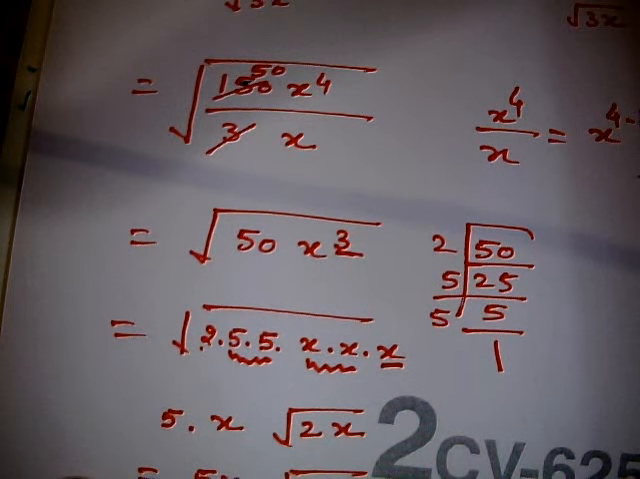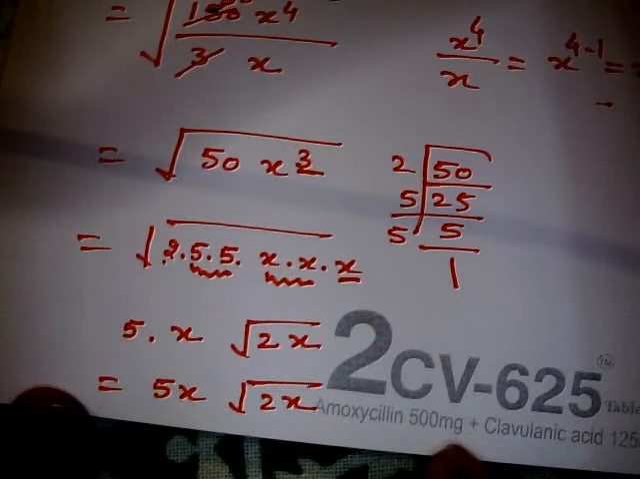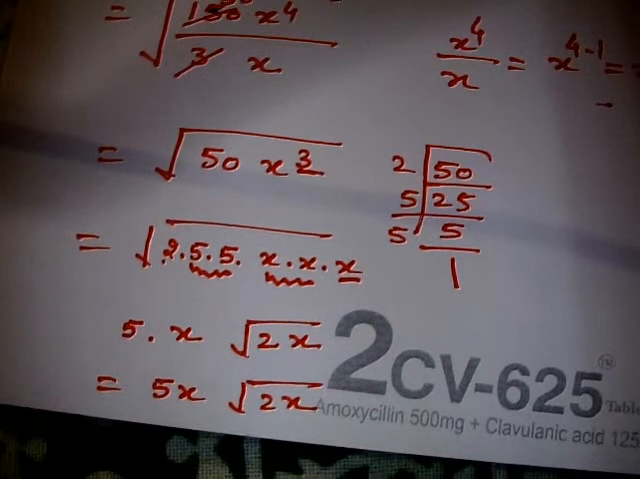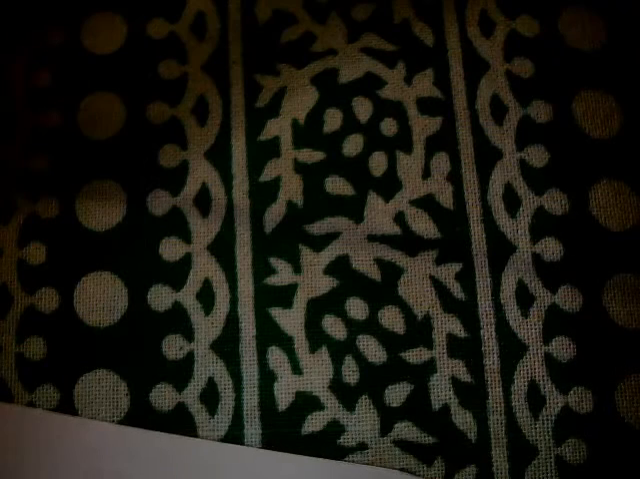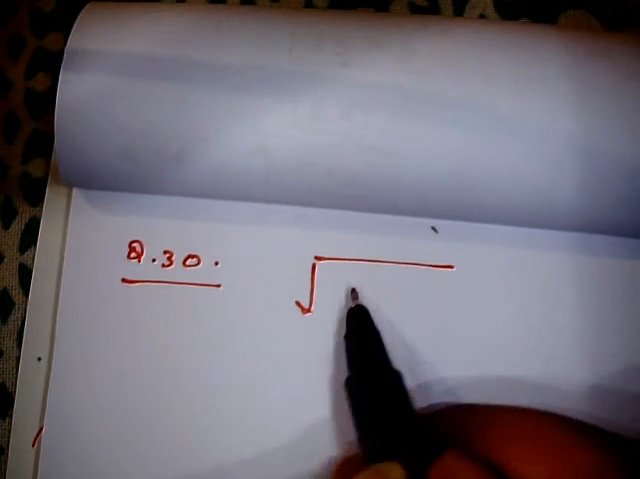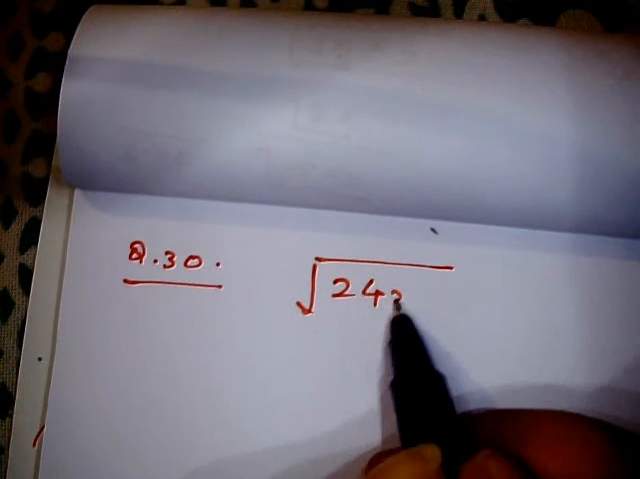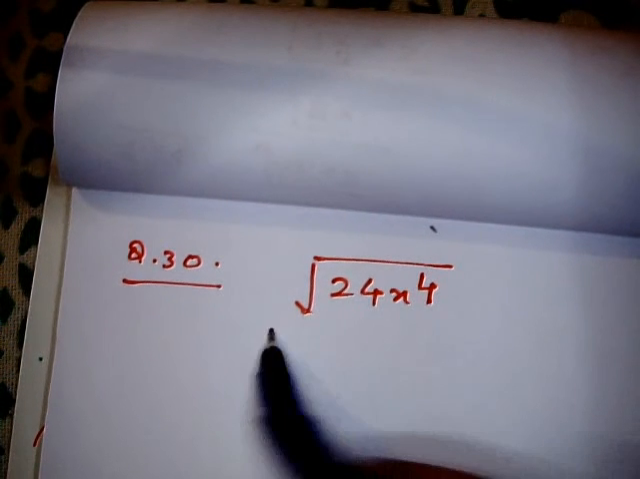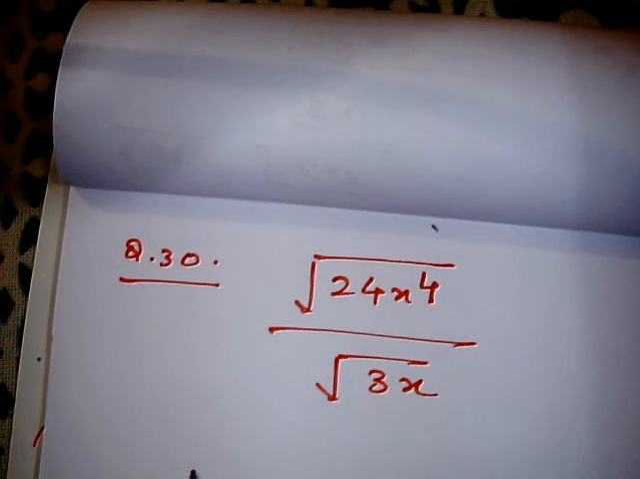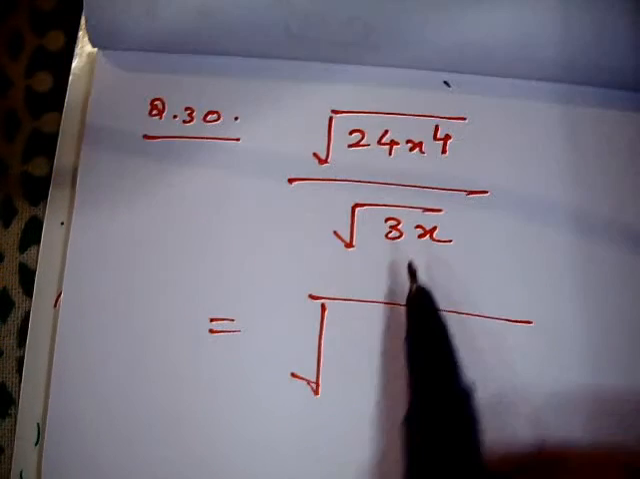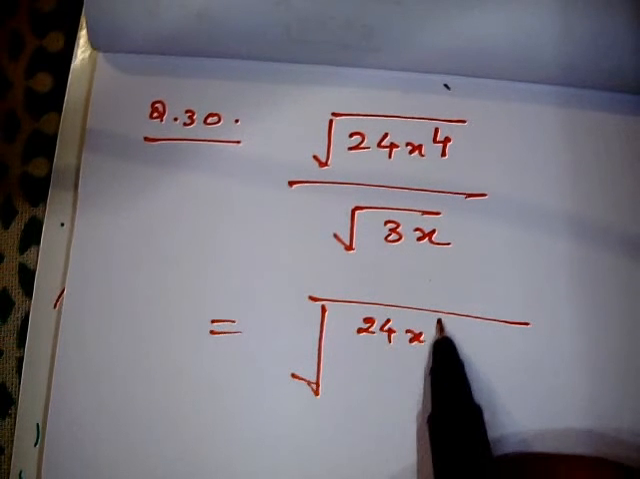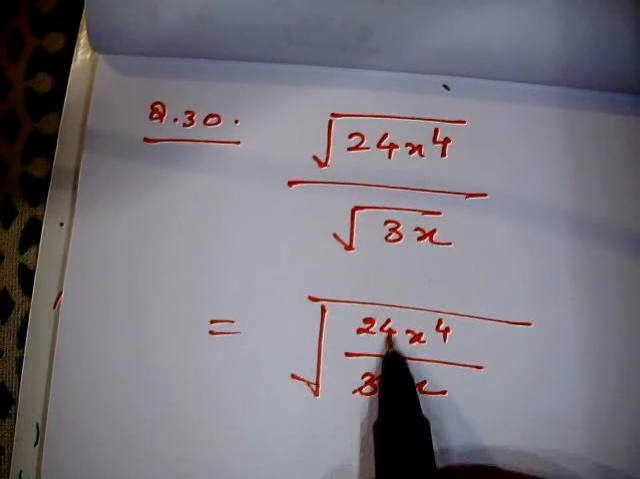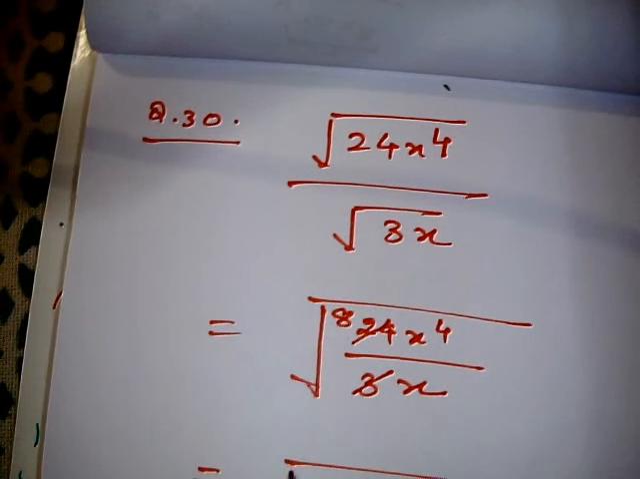So this is how we have solved this question, and one more question I'll be doing, question number 30, and question number 30 is also the same pattern. We'll see the question number 30. The question number 30 is 24x to the power 4 upon root 3x. Okay, so first I'll combine and divide, so 24x to the power 4 upon 3x, this is 8 times, so square root 8, and x to the power 4 upon x, so this is going to become x cube, 4 minus 1.